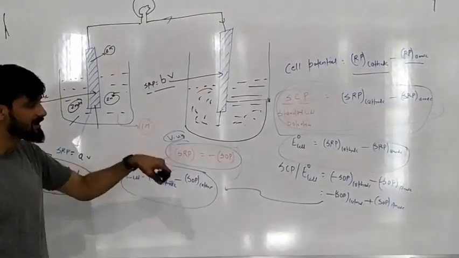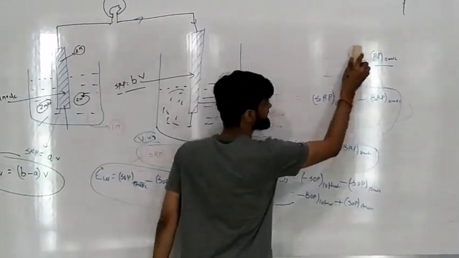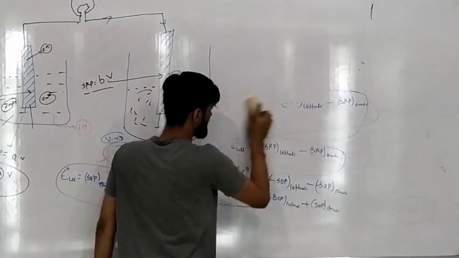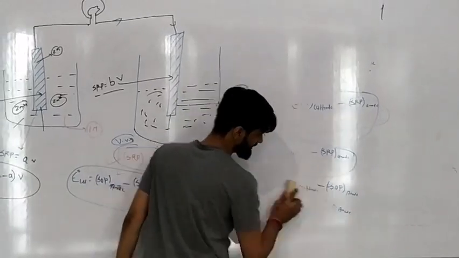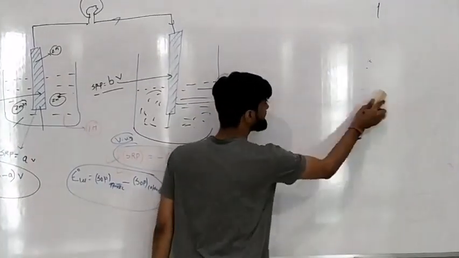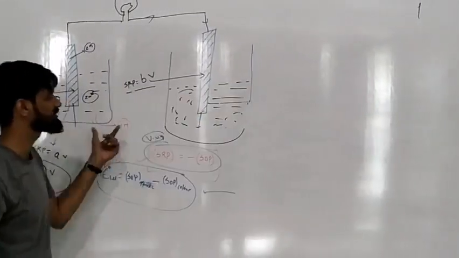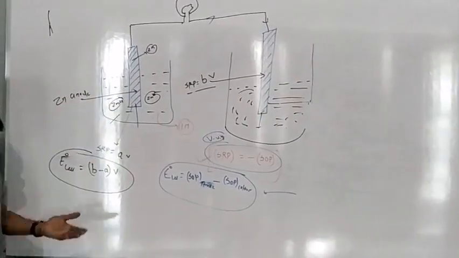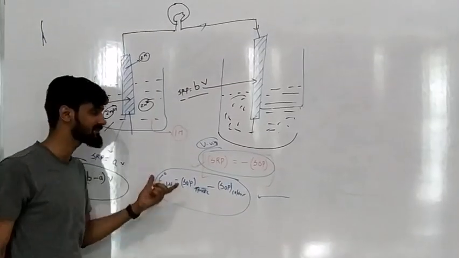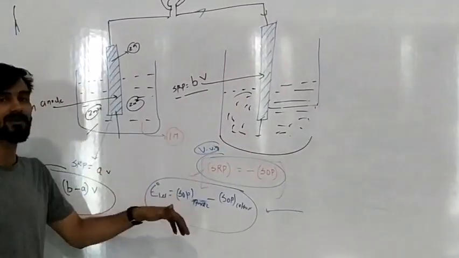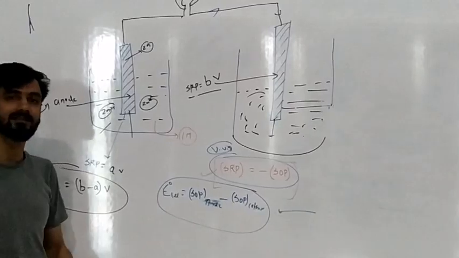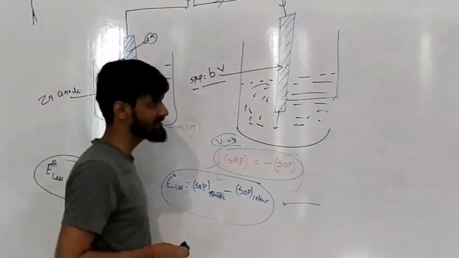How will we denote the standard notation of the cell, and in which sense will the question be given? In the question, it won't be directly given that this is the anode and this is the cathode. You have to understand it from the standard notation: this will be the anode, this will be the cathode, and this is the salt bridge. Just understand one thing.